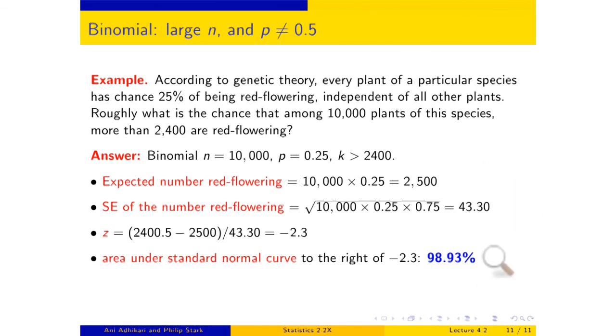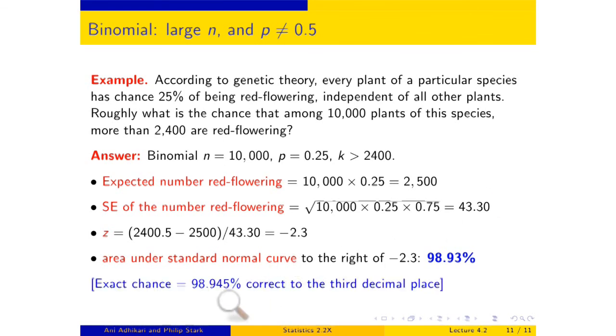Four little moves, and you have a probability involving 10,000 trials. That's a remarkable approximation, and it will be even more remarkable if we can ascertain that it's a good approximation. Now, I used a computer, and the exact chance of getting more than 2,400 red flowering is 98.945%, and I stopped there. It's correct to the third place. What do I have here? I have 98.93, very, very good as an approximation, with rather light work.